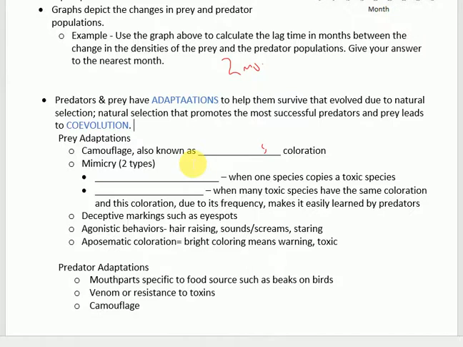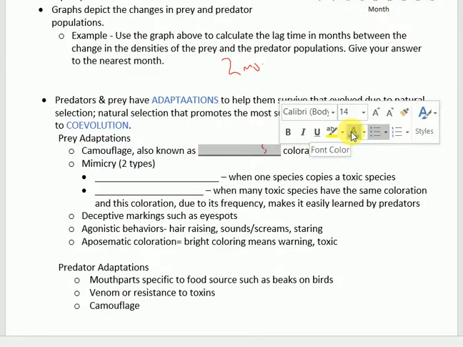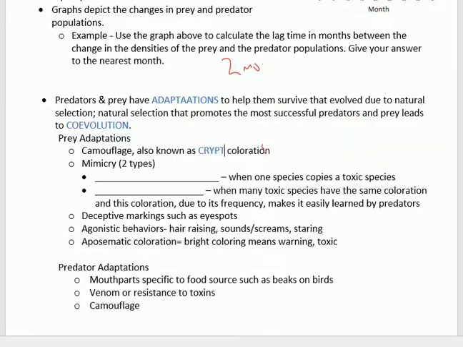So, for instance, prey adaptations. Camouflage, which everyone's heard of camouflage. There is another word for it, though. It is called cryptic. So if you see that, which basically just means obscure. Then there is mimicry, which there are 2 types of mimicry.